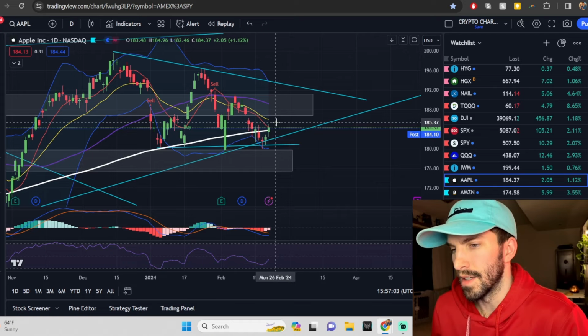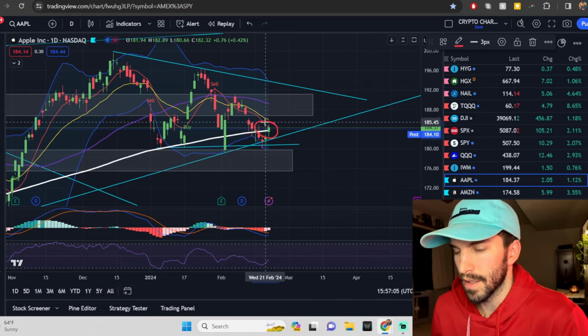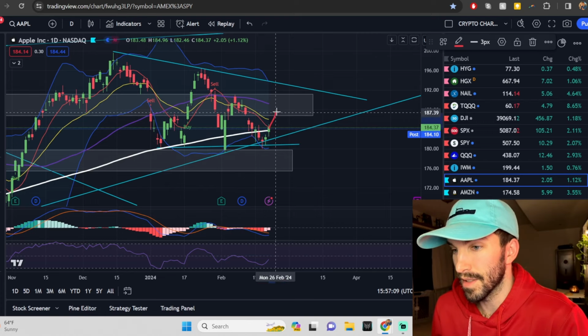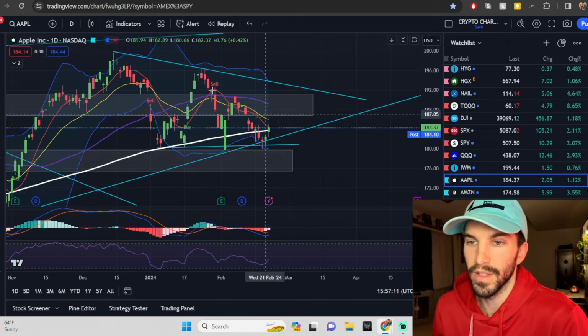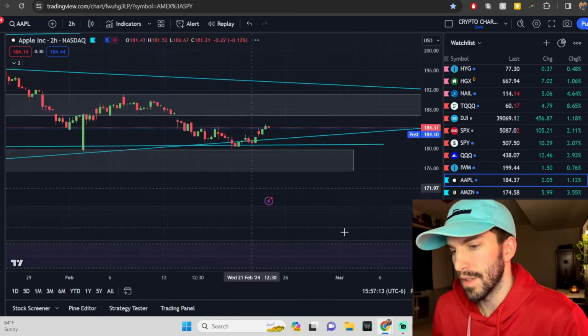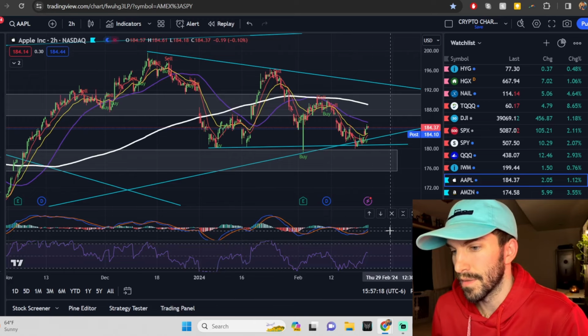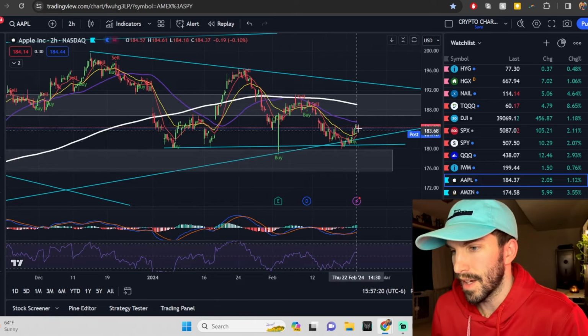The other side is, what if it's just lagging behind? It could be lagging behind for once, right? Apple usually leads the market, but maybe it is actually lagging behind and it does want to make a stronger move soon, because we do have this 2-hour divergence that confirmed. We almost have a triple divergence across the bottom here. So that actually has confirmed.